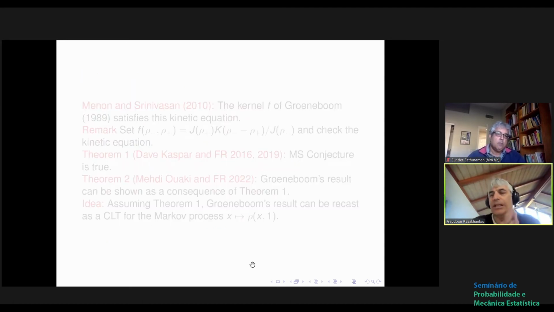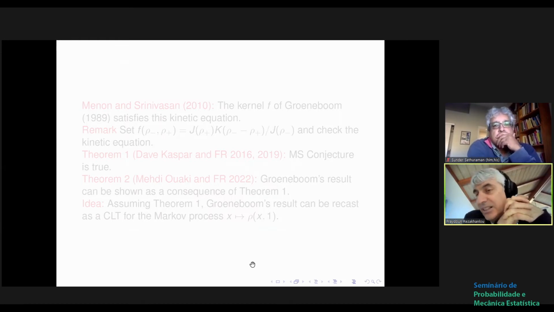Okay, so let's summarize the situation. We're interested in stochastic growth. We assume for simplicity that the Hamiltonian function does not depend on x and t. Then there are two works. One of them is the Menon and Srinivasan conjecture, and the other one is the Groeneboom formula. And Menon and Srinivasan were inspired by Groeneboom to formulate their conjecture.